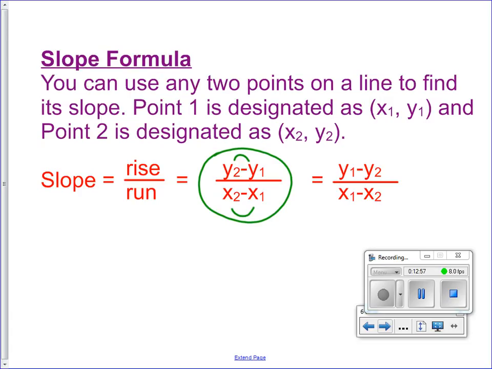Now, does it matter which point comes first? And you'll find, no, it doesn't. If I start with point 2, then I need to start with point 2 in the denominator when I find my change in the x's. And if I start with the first point, then in the denominator, when I find my slope, I have to start with the x coordinate of the first point as well. So let's see what this looks like.